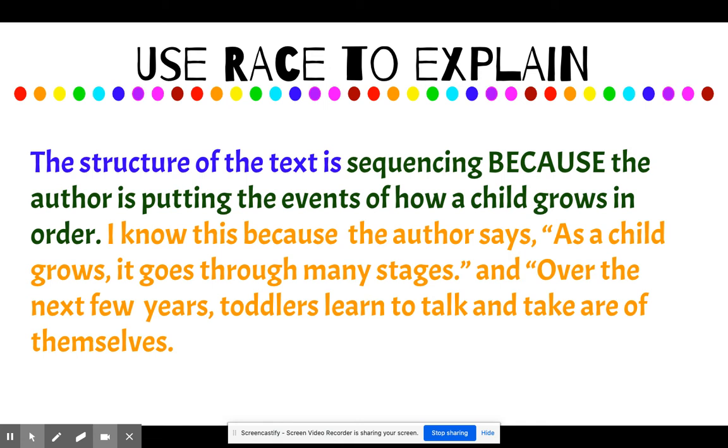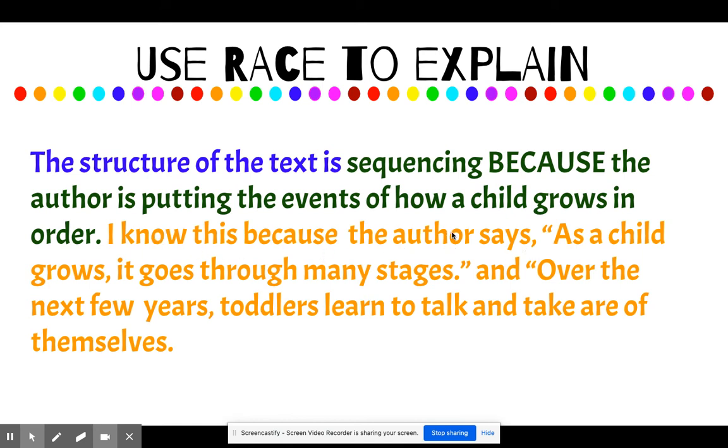That's it, kiddos. After this because statement, all I'm doing is telling whoever it is that's asking me the question that I know that it's sequencing, and I also know what the author is sequencing. I know what the author is putting in order. Then I wrap it all up with my nice, pretty proof that says, I know this because the author says.